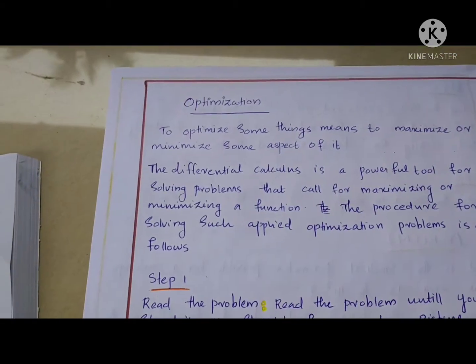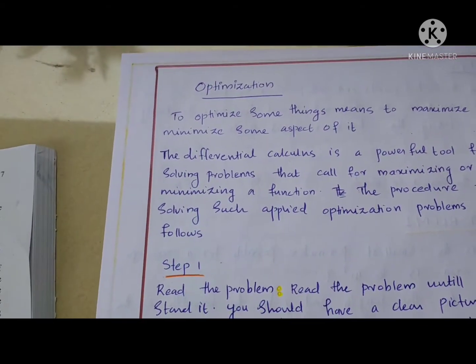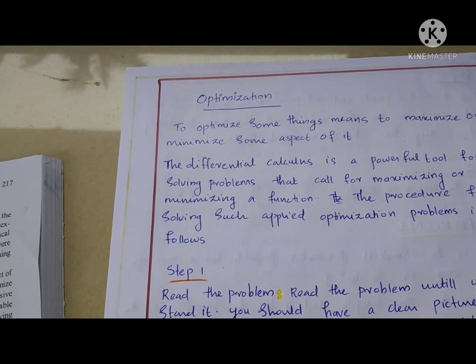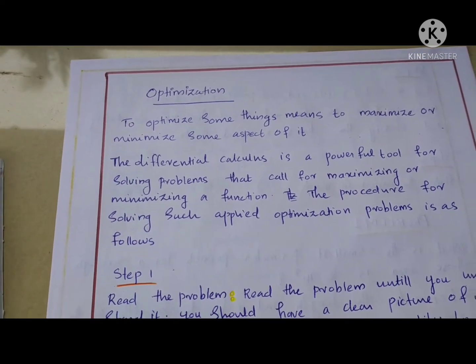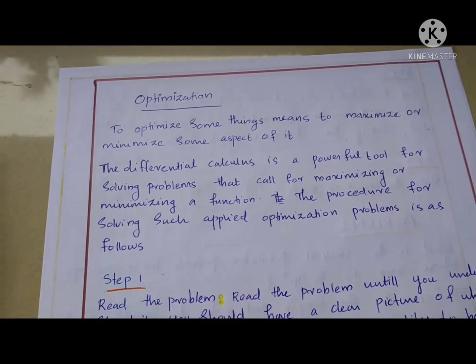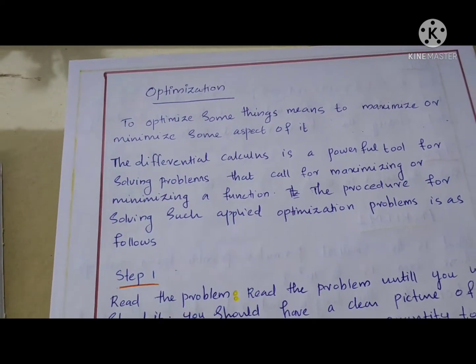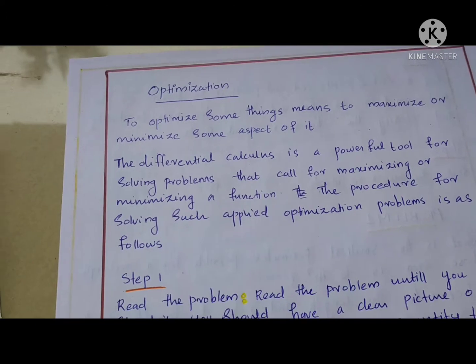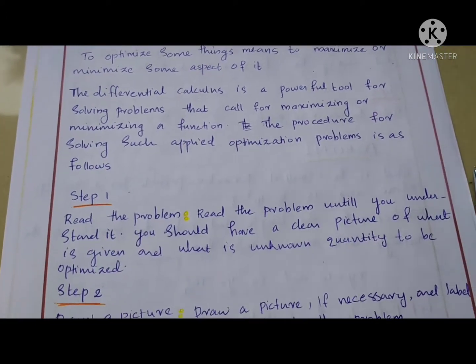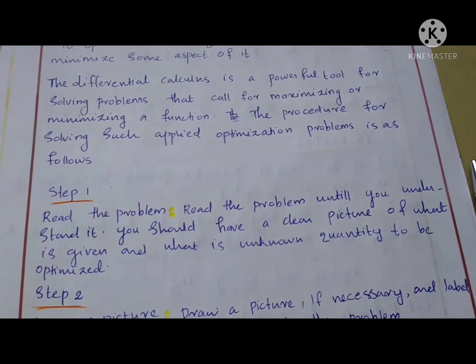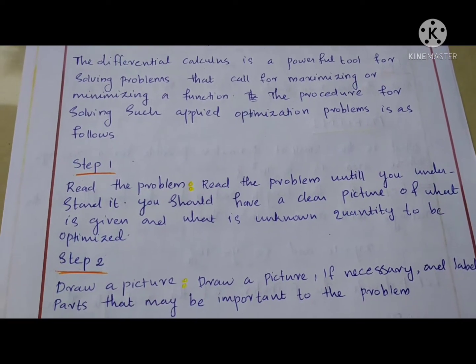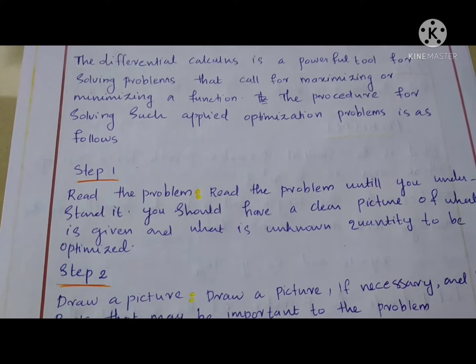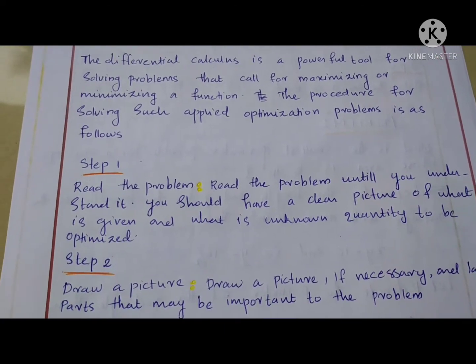Differential calculus is a powerful tool for solving problems that call for maximizing or minimizing a function. The procedure for solving such applied optimization problems is as follows. Step 1. Read the problem until you understand it. You should have a clear picture of what is given and what the unknown quantity to be optimized is.